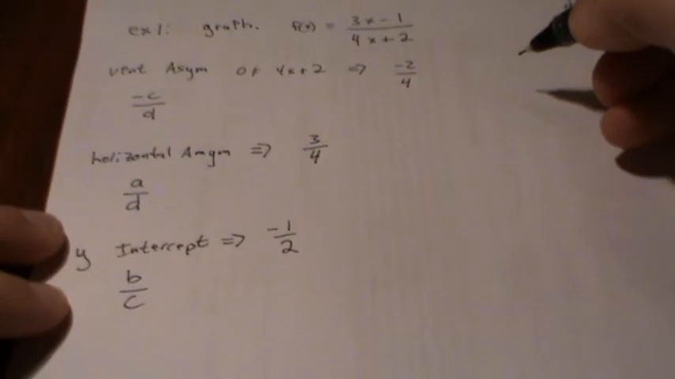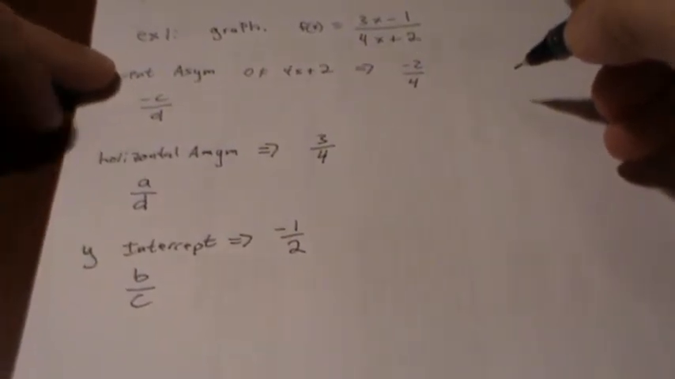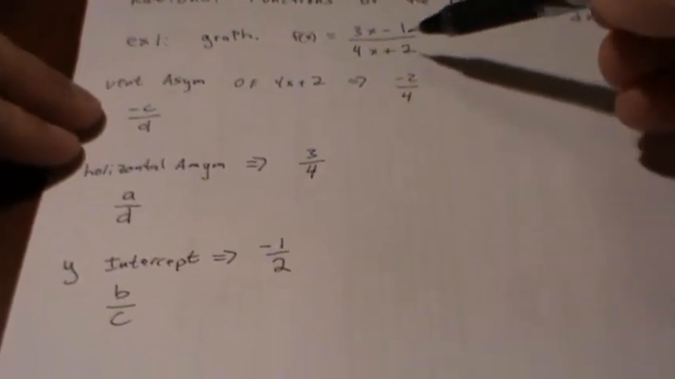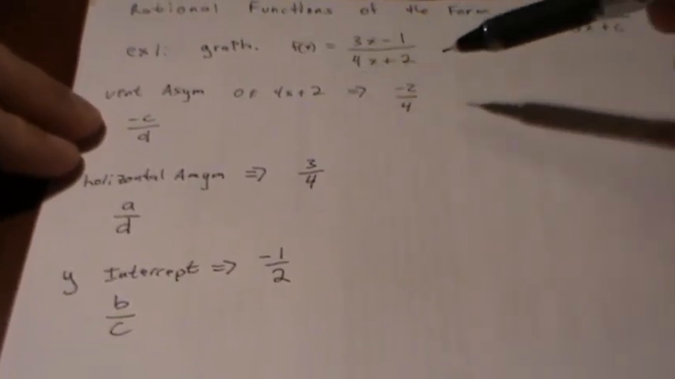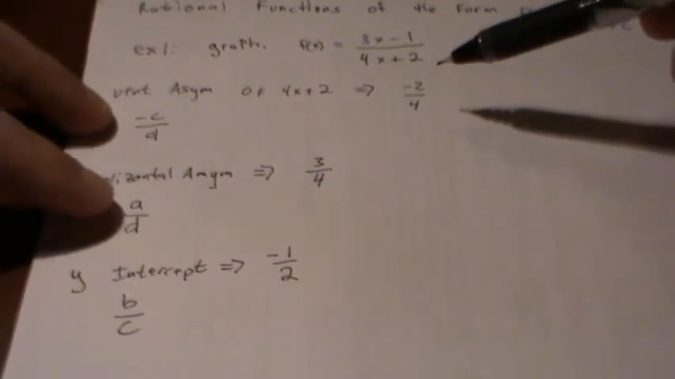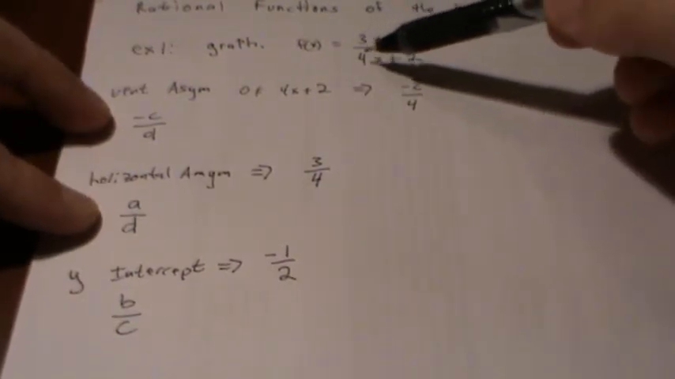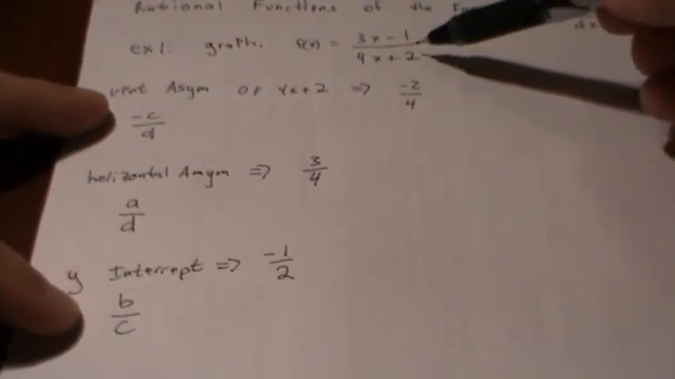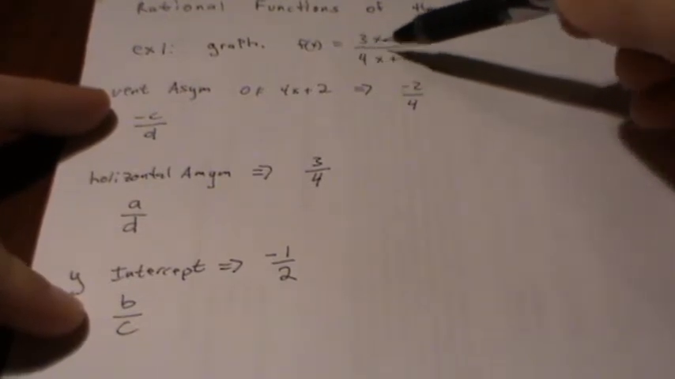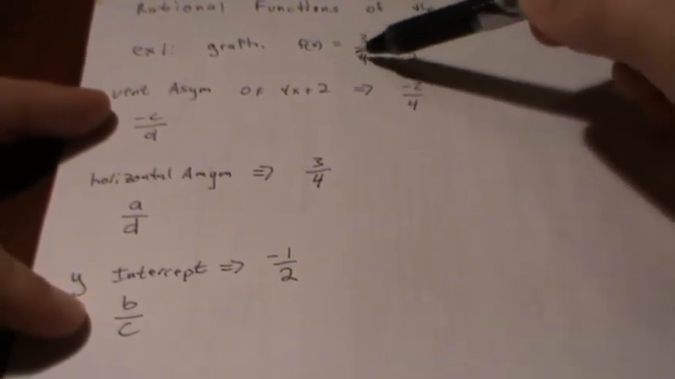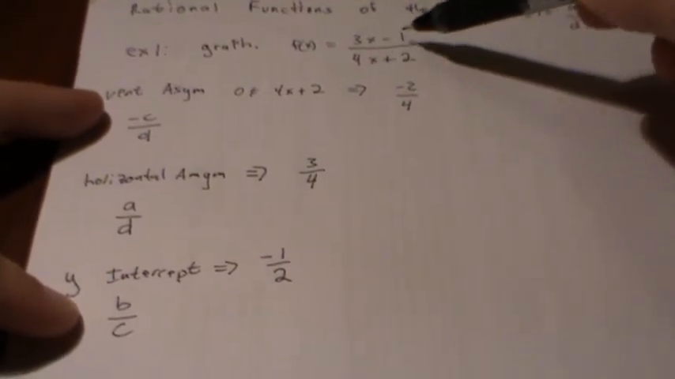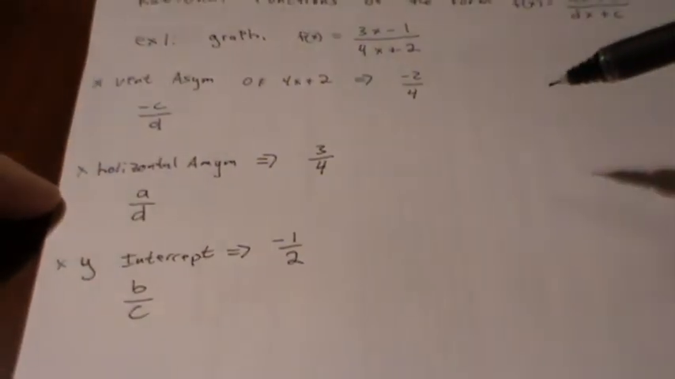And so these are our three equations here. The vertical asymptote is negative c over d. Then the horizontal asymptote is a over d, 3/4. And then the y-intercept is b over c. So you've got these three combinations of numbers: the denominator, the coefficients here, and the constant terms here, that give you these three pieces of information: 1, 2, and 3.